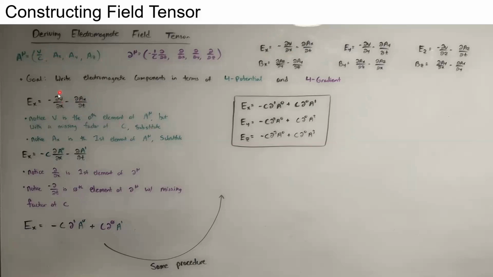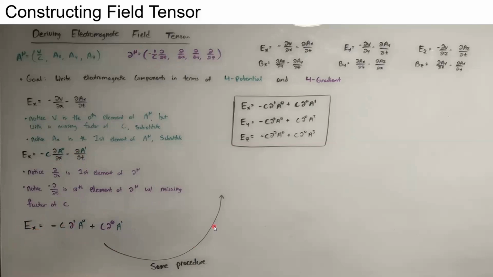And keep in mind that this V is really missing a factor of c. So we're going to account for that when we sub it in here. And I tried to keep it color coordinated. It's a little hard to see. But now here's our new expression in terms of the 4 potential. And now if we take a close look, we see that this d by dx really just looks like the first element of the 4 gradient. This d by dt looks like the 0th element, again, missing a factor of c. So we go ahead and substitute those in, and now we have a final expression for the x component of the electric field, only in terms of the 4 gradient and the 4 potential.